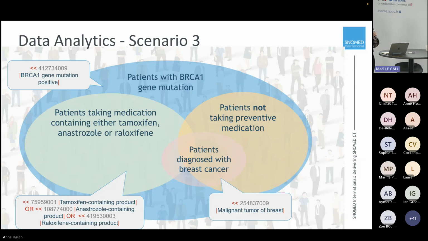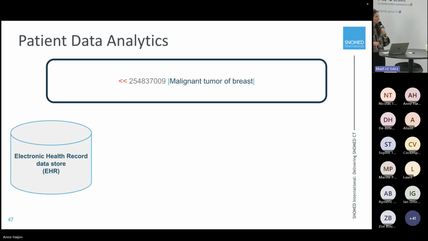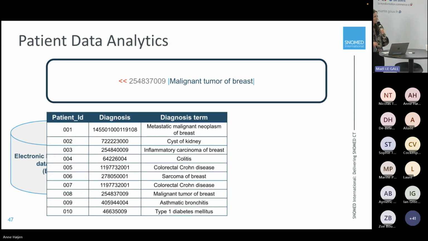So working with SNOMED for data analytics is very much about set theory, right? You need to ask, what is the set of concepts I need to know? What do I want to exclude? What do I want to include? And this is just a principle of what goes on.